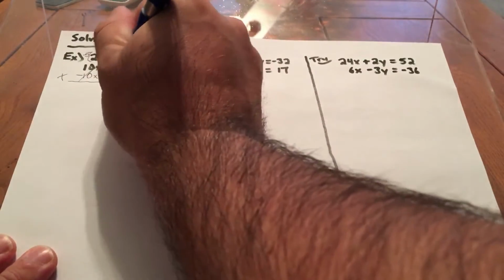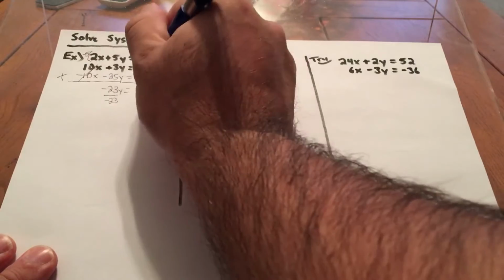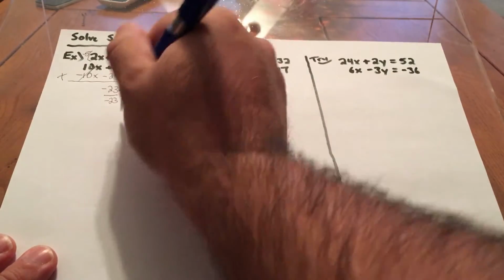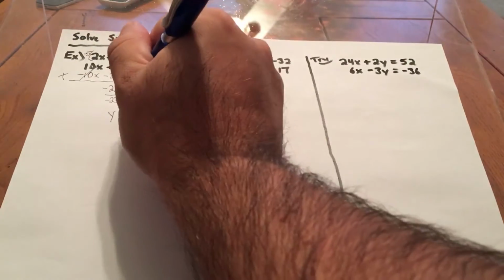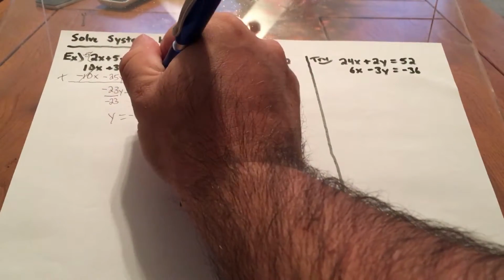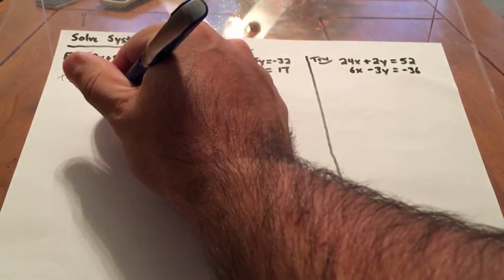All right. So to solve for y, you just want to divide both sides by negative 23. And then in your calculator, we type in 132 divided by negative 23. And that'll give us about negative 5.7. All right. So we know what y is.